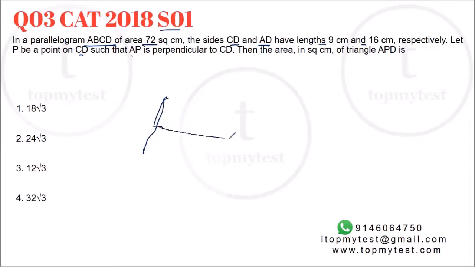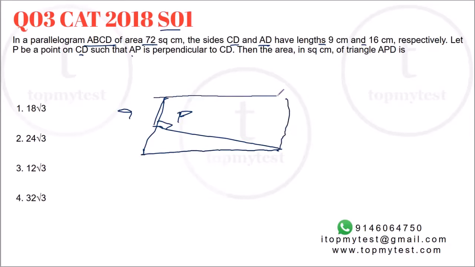This is 9, this is point P. Okay, and you have AP, right? So I need to draw a parallelogram. So you have A, D, C, B, right? So this is 16, right? This is roughly to scale. Now the question is, let P be a point such that AP is perpendicular to CD. The area in square centimeters of APD is how much? What else is known?